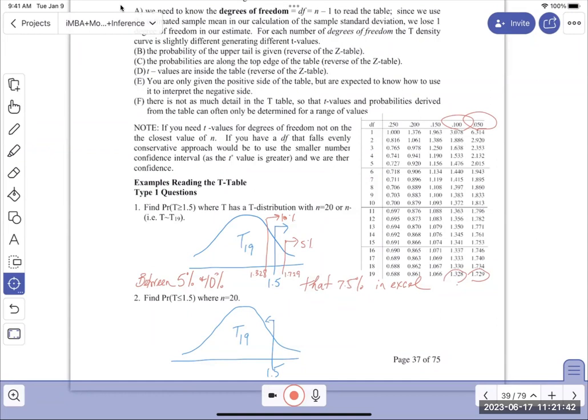So let's put it in terms of the table and then in terms of Excel. In terms of the table, the answer would be between 1 minus 0.05 and 1 minus 0.10, so between 90% and 95%. Or in Excel, that is 92.5%.